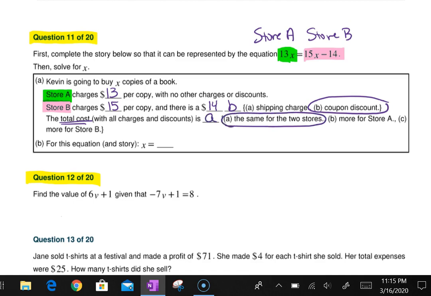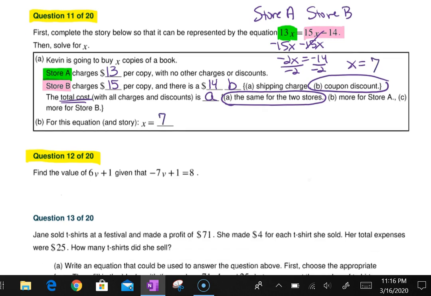And then for this equation, what x equals, the only way you can figure that out is to solve it. So we're going to subtract 15x from both sides, minus 15x. We get negative 2x equals negative 14. When you divide by negative 2, you get x equals positive 7.